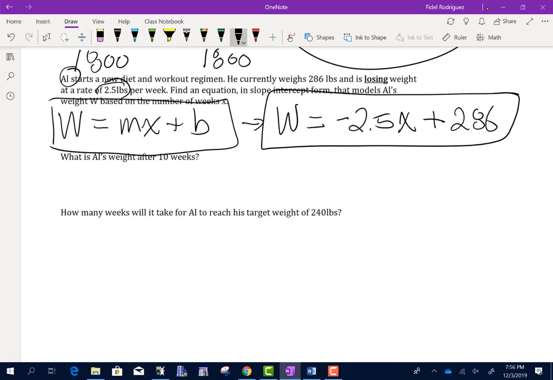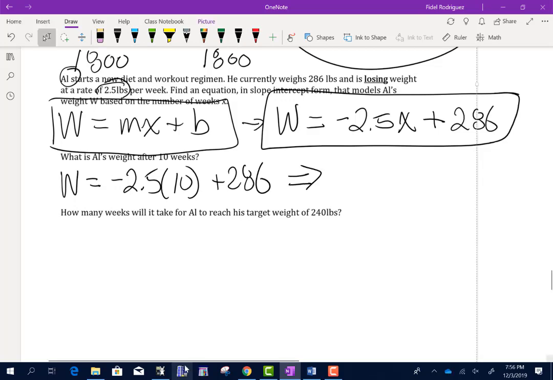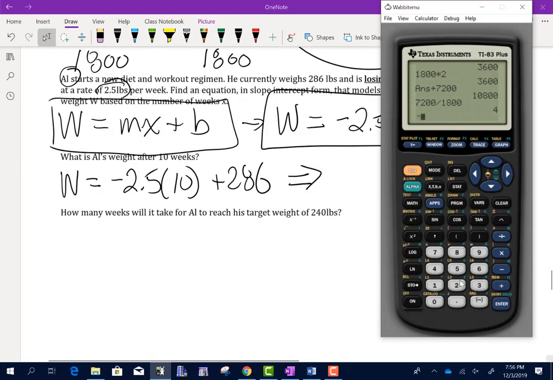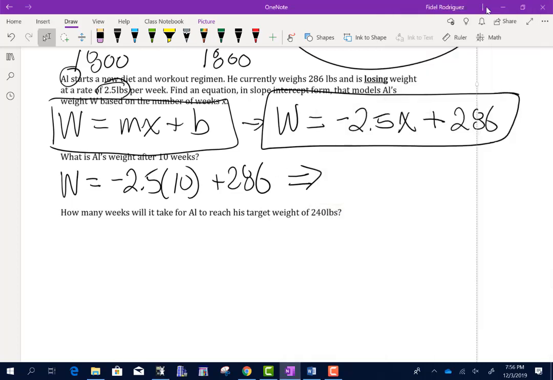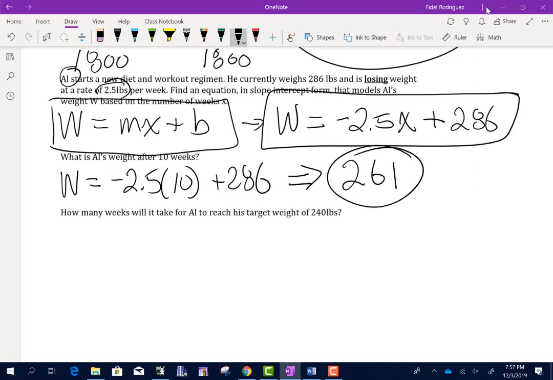Okay. Now, let's take a look. What's Al's weight after 10 weeks? Okay. So we're going to go like this. W equals negative 2.5 times 10 plus 286. Okay. So I'll take my calculator again. Negative 2.5 times 10 plus 286. He is now down to 261.